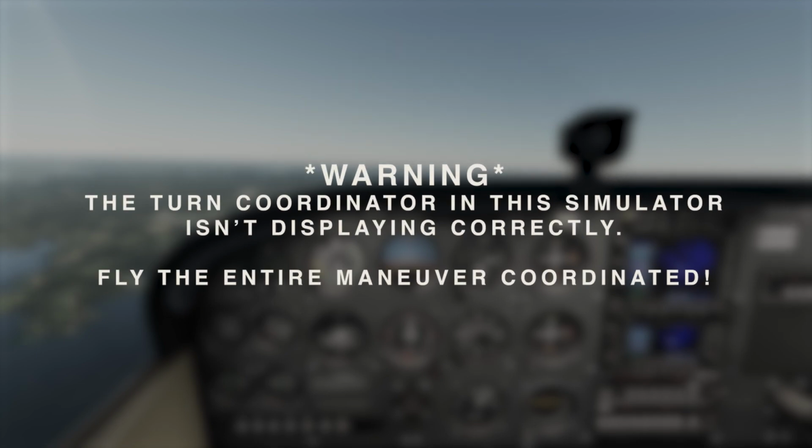Now just a quick note before we fly this maneuver in the simulator. For some reason, the replay feature in the simulator doesn't reflect the turn coordinator properly, it just is inaccurate. So for this video, just ignore the turn indicator and don't look at it. But do remember during this maneuver to keep yourself coordinated through the entire turn.